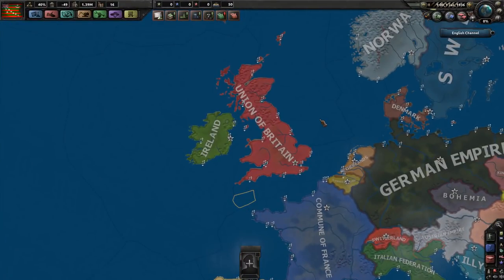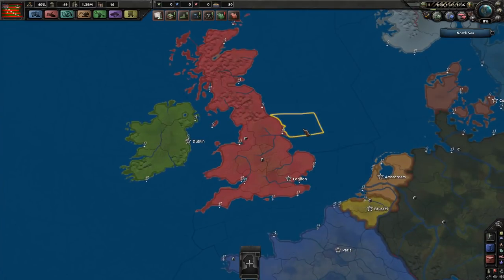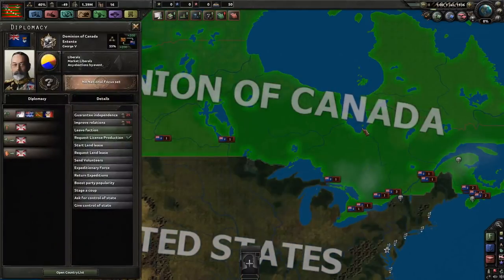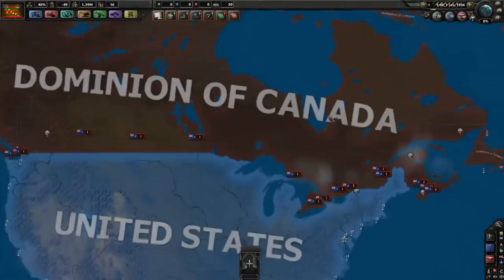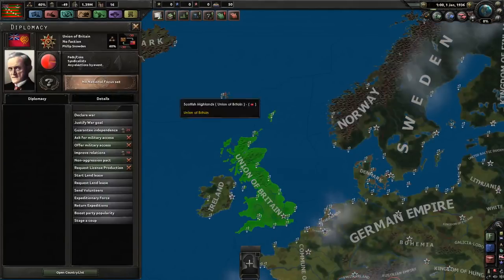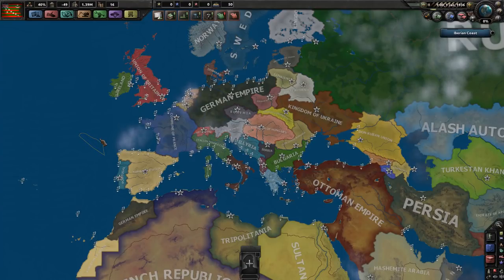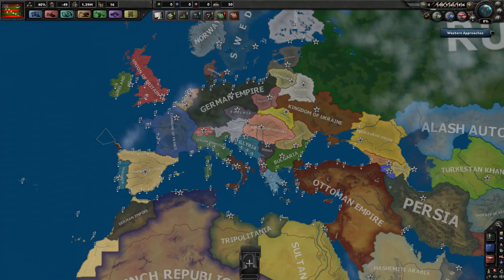In 1925, there was a syndicalist revolution sparked by a series of riots by Welsh miners that eventually spread across the country. It got so bad that the British royal family fled to Canada. So that's why George V is over here in Canada, and the Union of Britain was created under Philip Snowden here as the head of state. When this was happening, the German Empire began to take a lot of the British colonies overseas, ostensibly to protect them from falling to syndicalism as well. That was the excuse for it anyway.